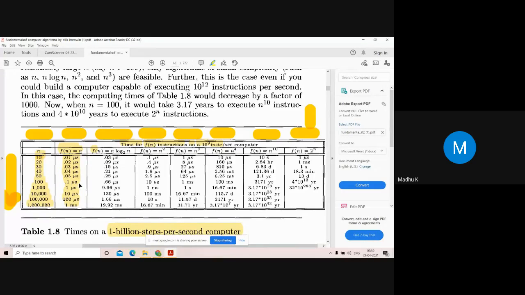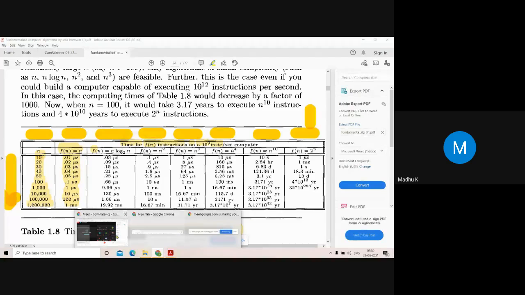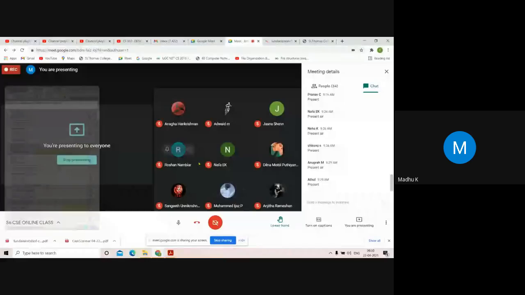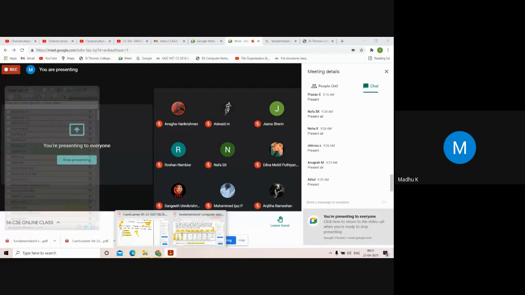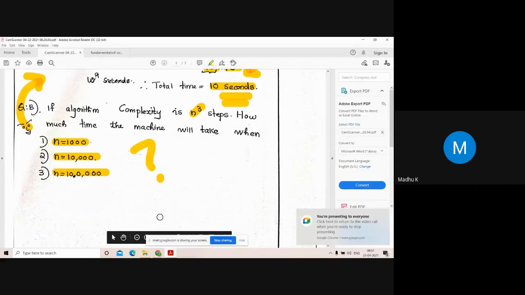So my question is, which will be the better algorithm? Which will be the best algorithm?